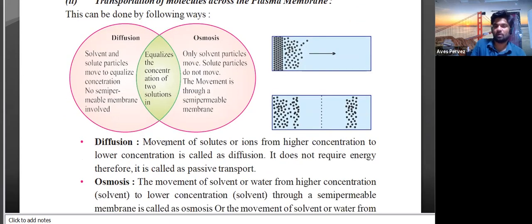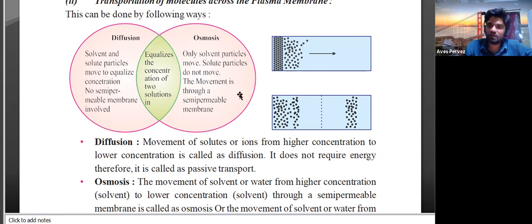We have discussed osmosis and diffusion. So what is diffusion? Diffusion means that no semi-permeable membrane is required. The particles move from higher concentration to lower concentration on their own. The whole component, whether solute or solvent, moves across until the concentration on both sides becomes equal.